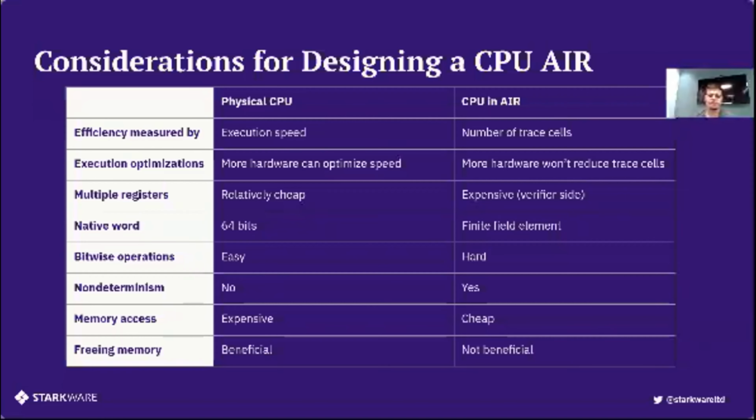Memory access. In physical CPUs, memory access is usually a lot more expensive. You need to access things that are far from the CPU. It's obviously because the metric is execution speed. In our VM, memory access is actually quite cheap. It costs about 5 trace cells, even less, 3 and something if we have some optimizations, which is very cheap. So instead of using registers in Cairo, we use memory access. Every instruction has some memory accesses, and we have a very minimal amount of registers.